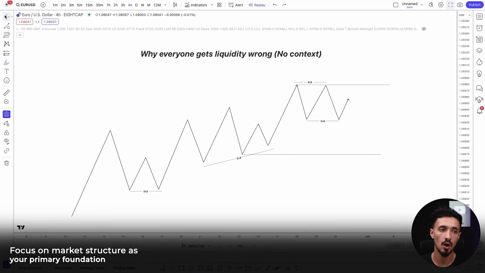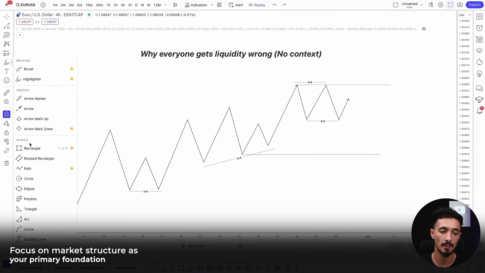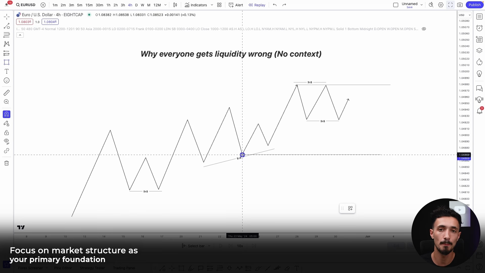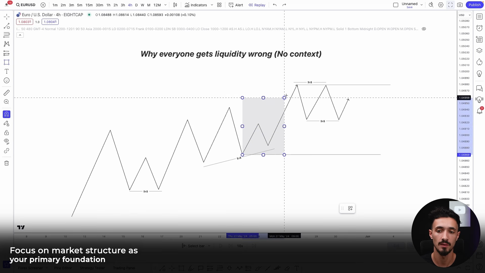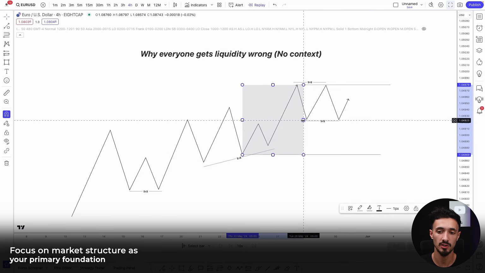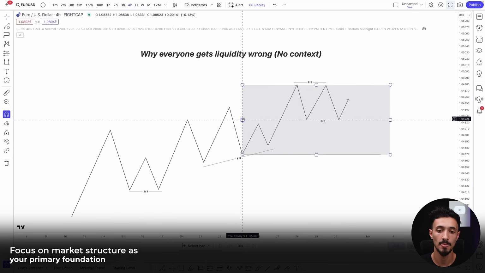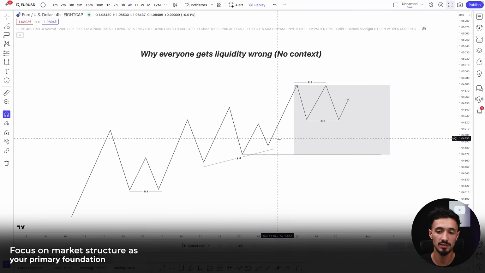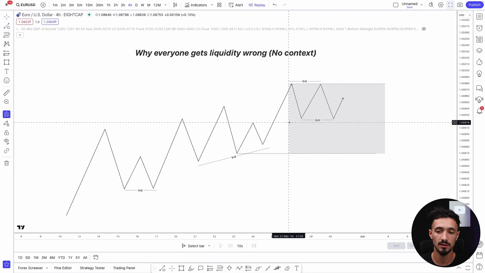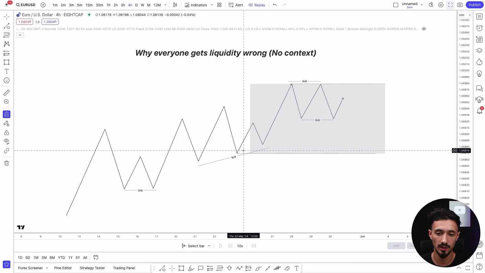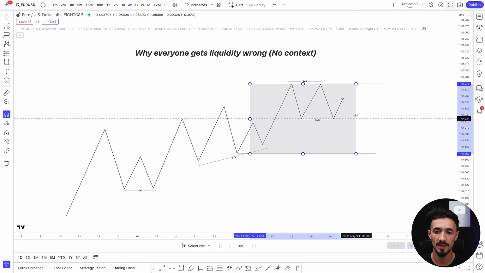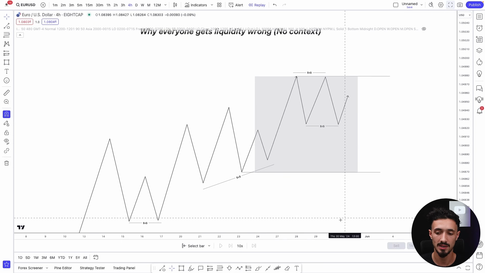So focus on market structure as your primary foundation. Market structure is like the building blocks of your trading strategy. Again, if you want more value from market structure, I have so many videos on the channel about it. But market structure is really your building blocks. With it, we can see we have a swing low, we have a swing high. So that is our trading range. Inside of that box is our trading range.